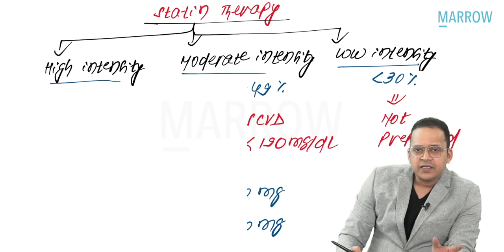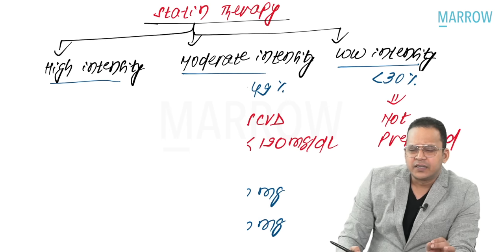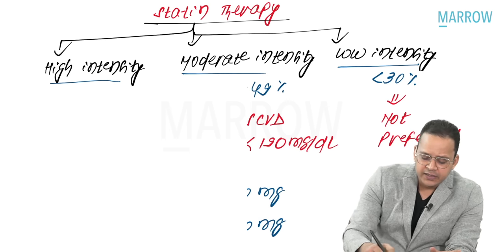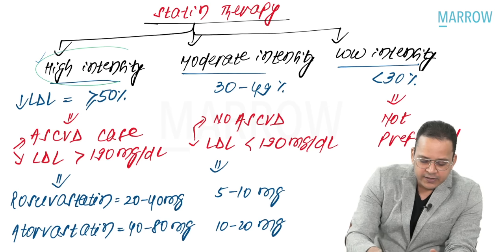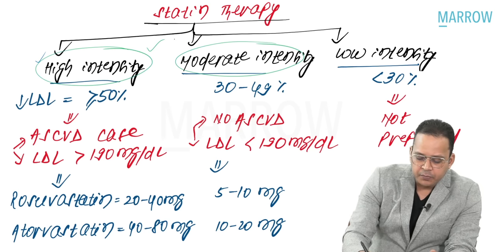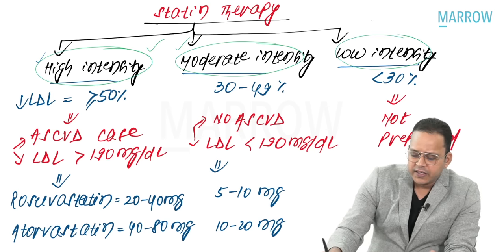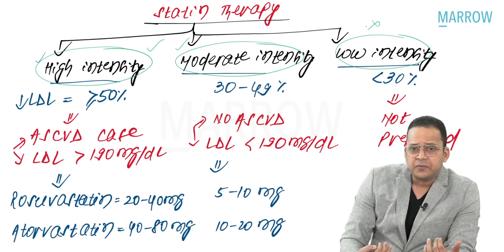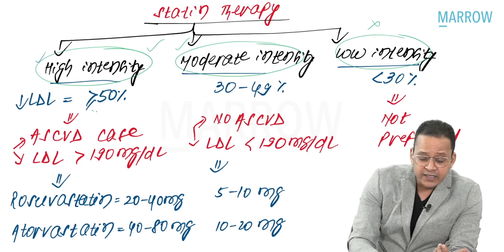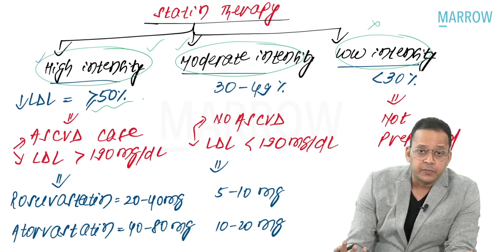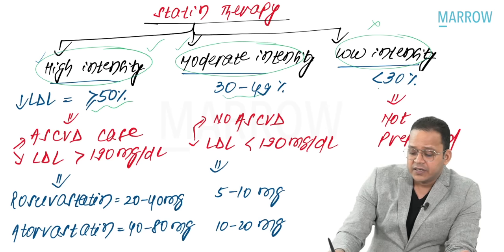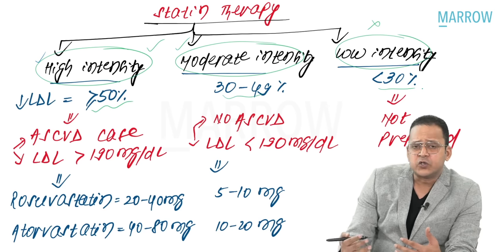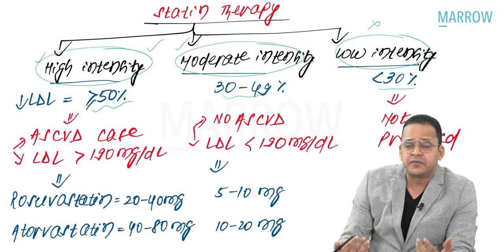Now see, there are three intensities of statin therapy: high intensity, moderate intensity, and low intensity. High and moderate are preferred. Low intensity is usually not preferred. Now, when do I prefer high intensity statin? When my intention is to decrease the level of LDL by more than 50%. Moderate intensity 30 to 49%, low intensity less than 30%. Why is low intensity not preferred? Because it does not have significant effect on mortality.